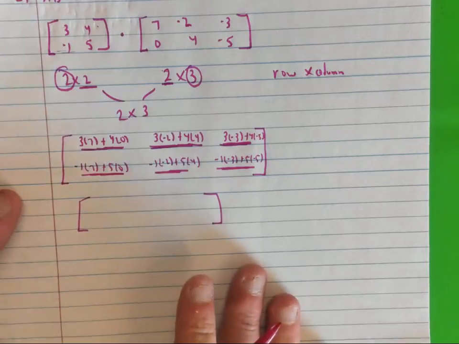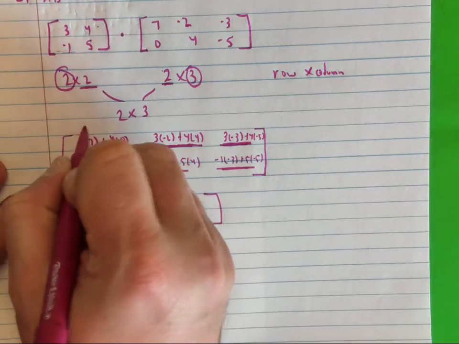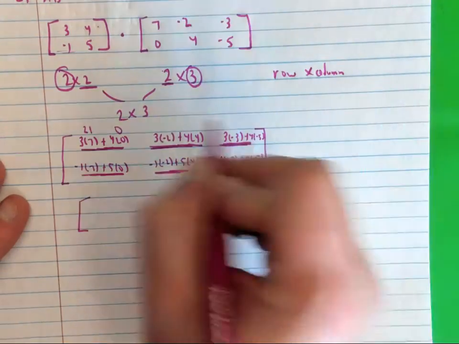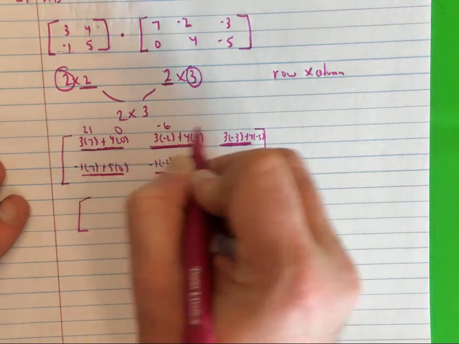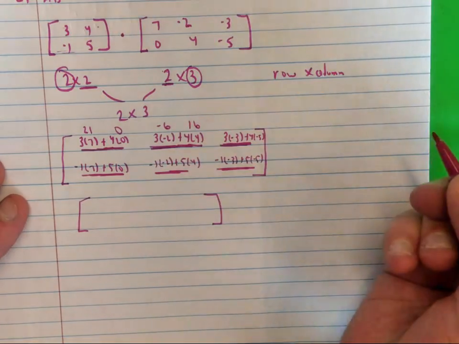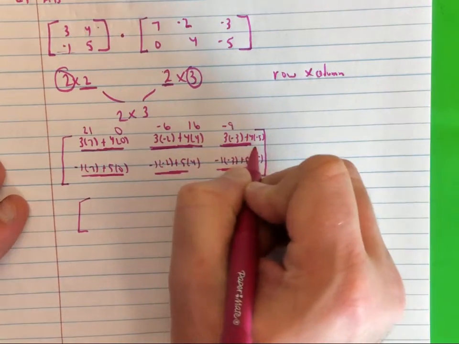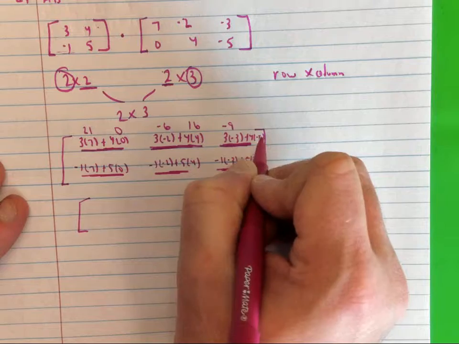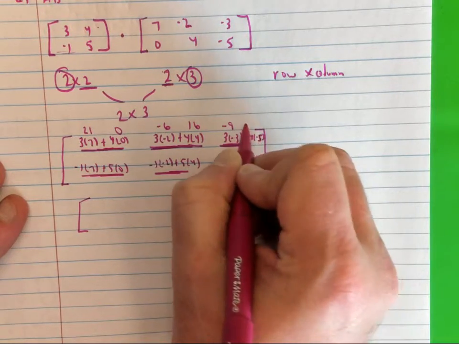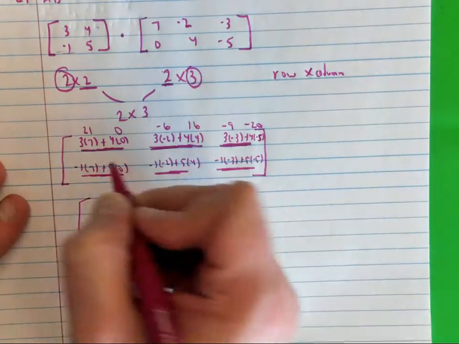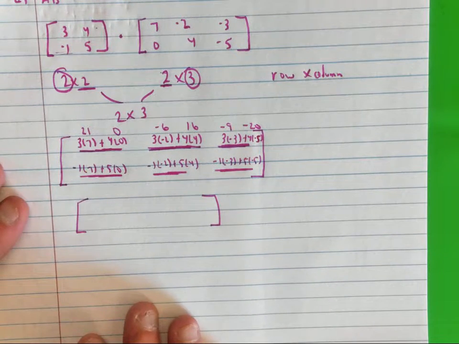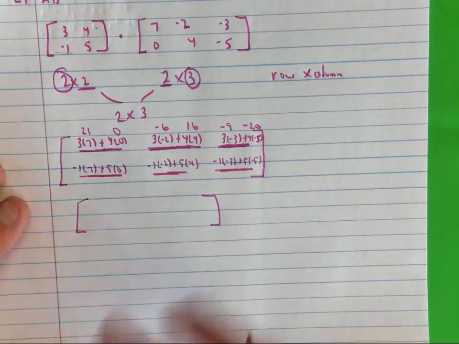And guys, what I do is I come in my skeleton and I simplify. 3 times 7 is 21, and that gives me 0. That 3 times negative 2 is negative 6. 4 times 4 is 16. 3 times negative 3 is negative 9. 4 times negative 5 is negative 20. What? Did I mess up? Okay.